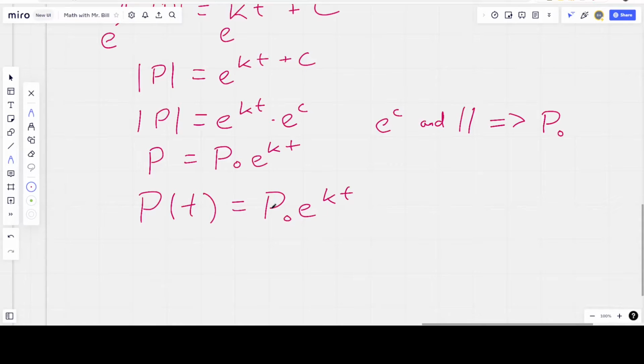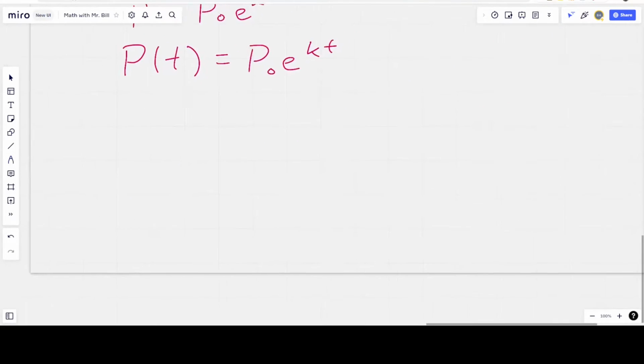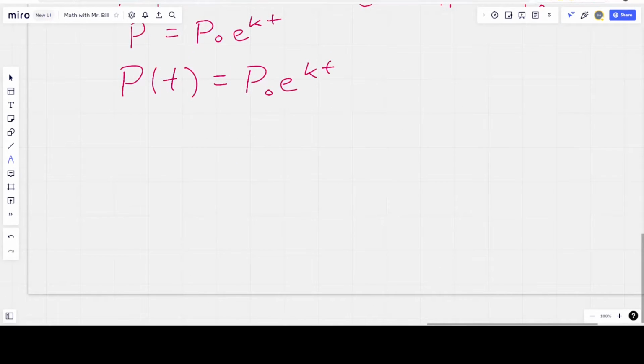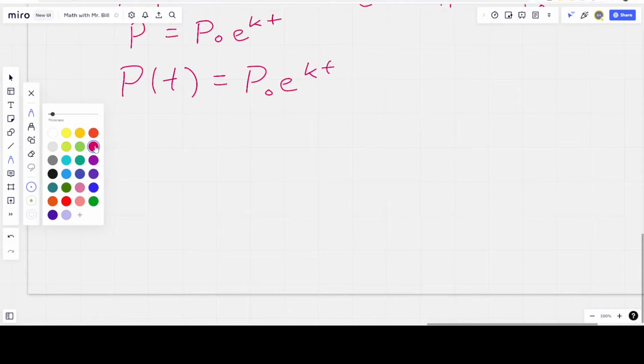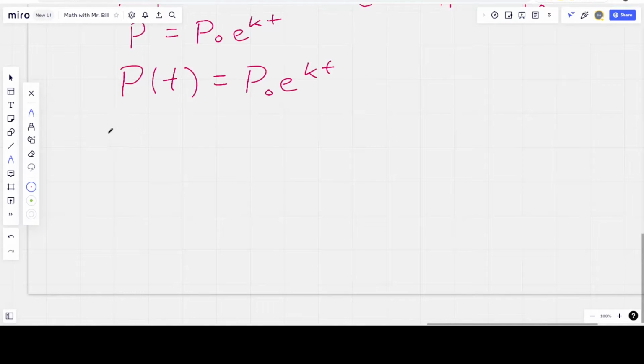So now what we need to do is figure out what P naught is and what k is. If you look back at our data, we were told that in 2010, the population was 26,000. So we're going to say that 2010 is actually t equals 0. And when t is equal to 0, P is equal to 26,000.